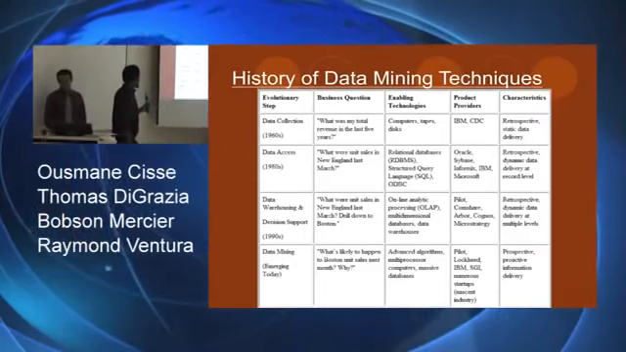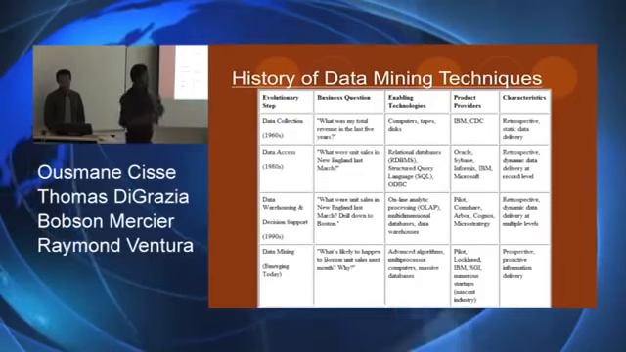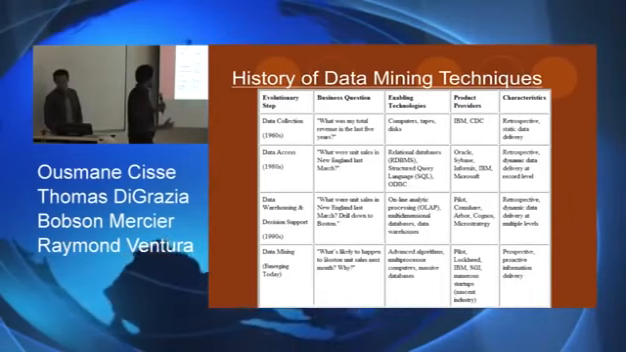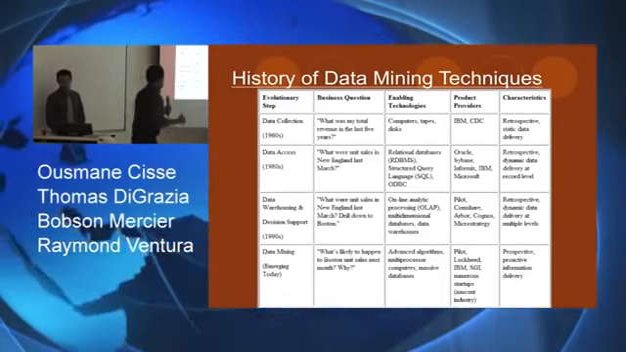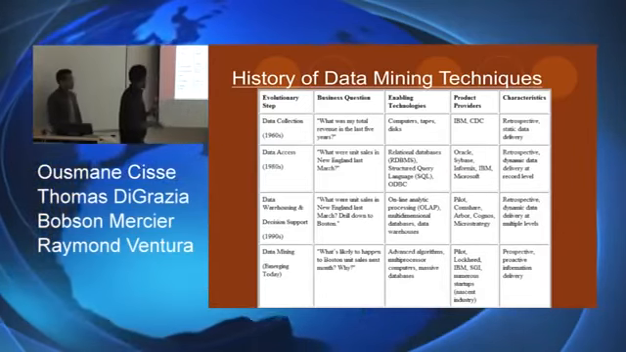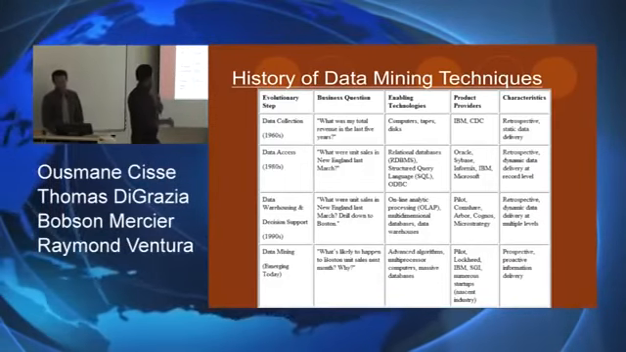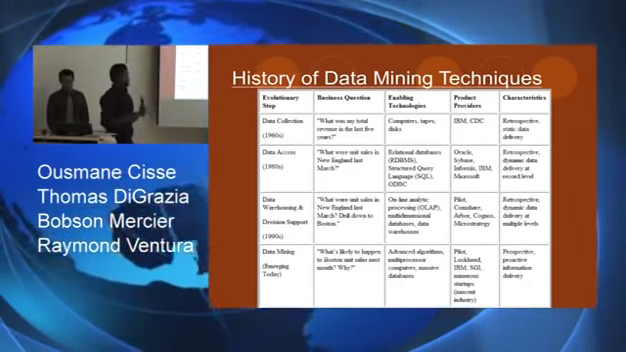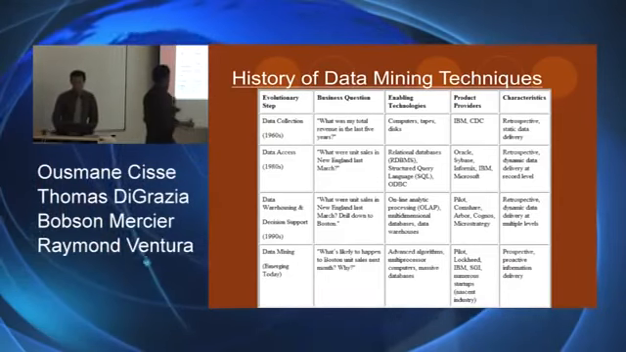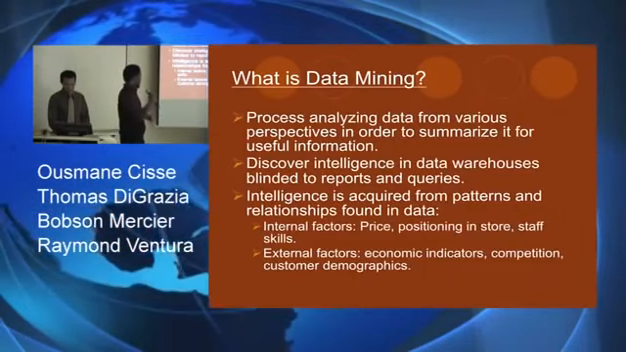In the 1980s, it advanced to questions like what were unit sales in England last March, and the enabled technologies that helped organizations fulfill these queries were relational databases and structured query language, and the product providers were Oracle, Sybase, Informix, IBM, and Microsoft. In the 1990s, you have the invention of data warehouses and decision support. And the questions that organizations were trying to answer were, what were unit sales in New England last March, drilled down to a specific area like Boston. And technologies that allowed this were online analytical processing, multi-dimensional databases, and data warehouses, economic indicators, competition, and customer demographics.